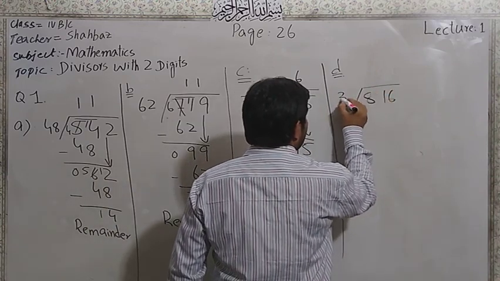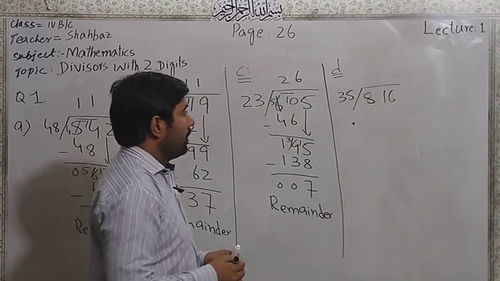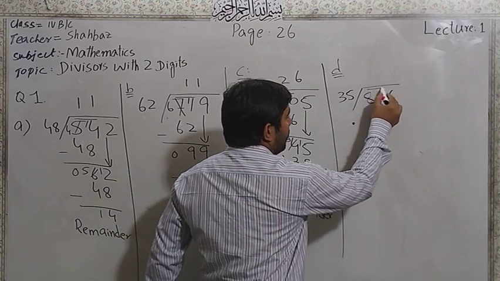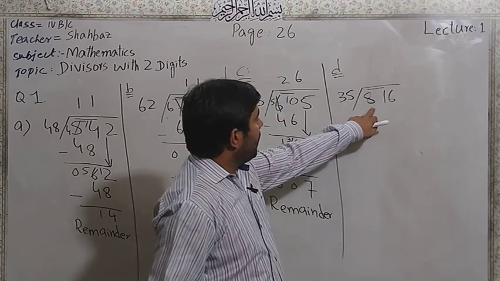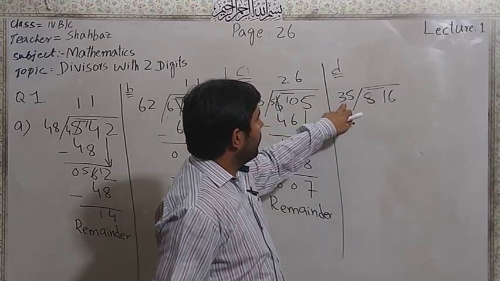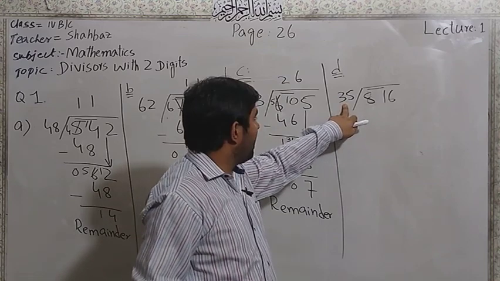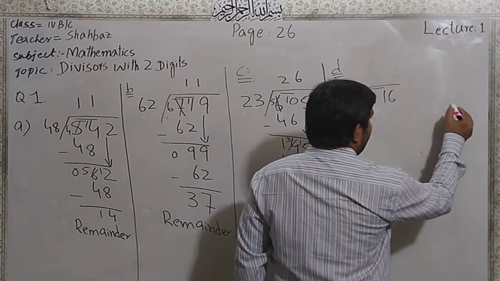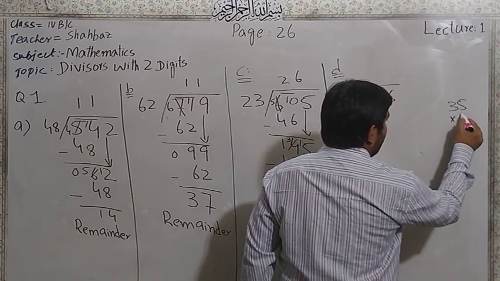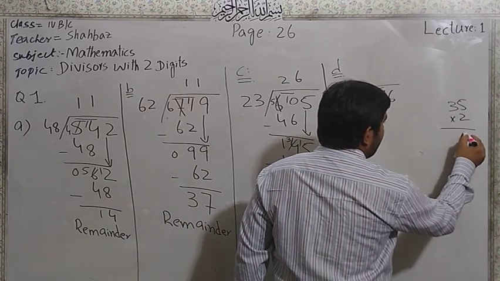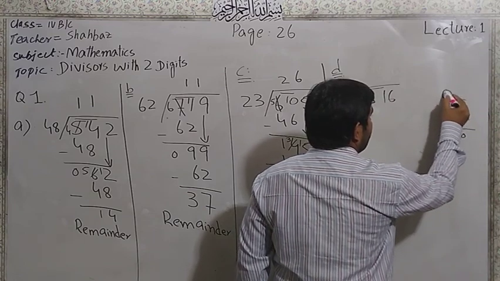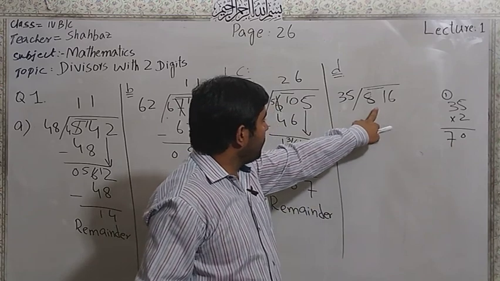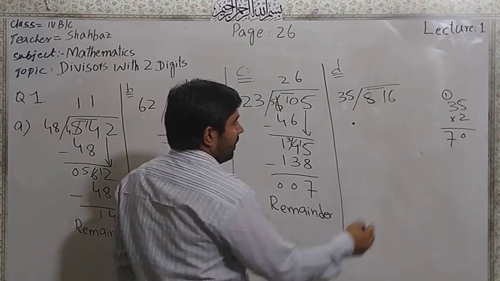816 divided by 35. Here it is less than 35. You will combine two numbers. Now it's 81. So you will guess how many 35s are equal to 81 or less than 81. When you multiply 35 with 2, 2 5s are 10, 2 3s are 6, 7. It's 70. 70 is very near to 81.